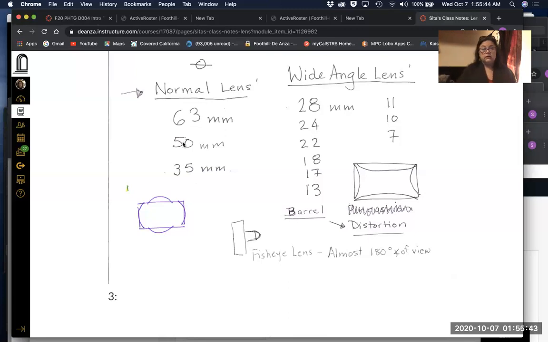The next category of lenses is called wide angle, and these lenses are shorter than normal lenses and have a wider angle of view so that you can see more information. So the shorter the focal length of the lens, the wider the angle of view, and the longer the focal length, the narrower the angle of view. So again, wide angle lenses are shorter than normal lenses, and they have an angle of view that is wider or greater than that of the normal human eye.